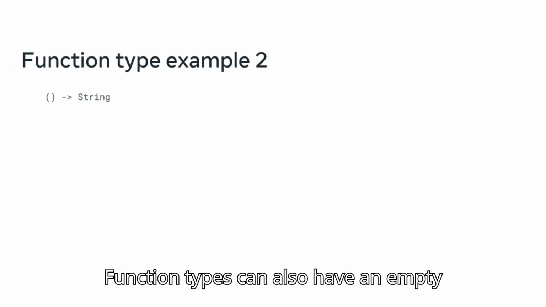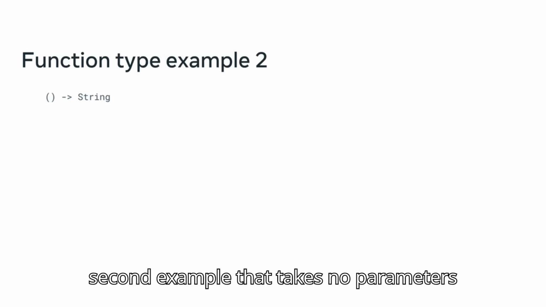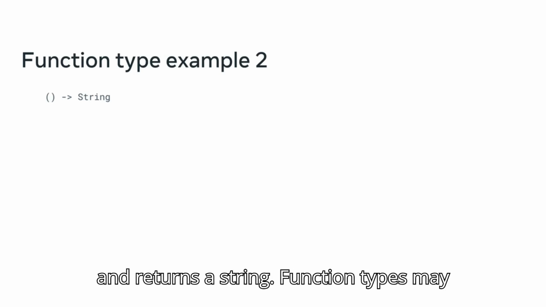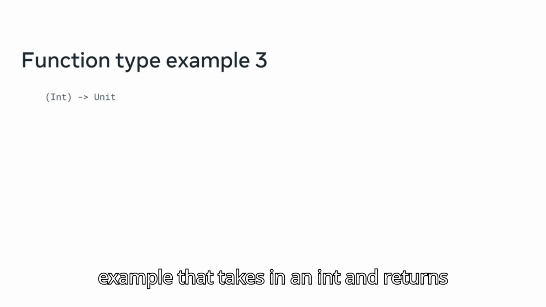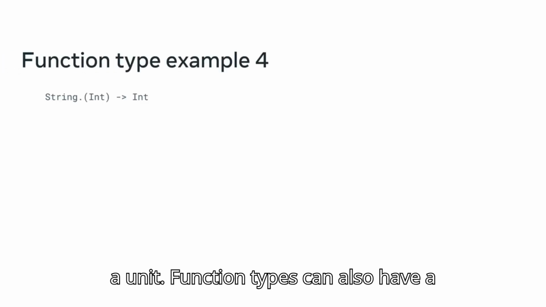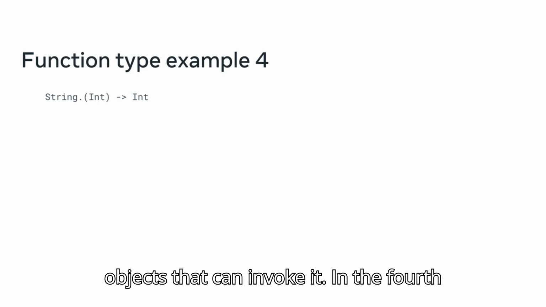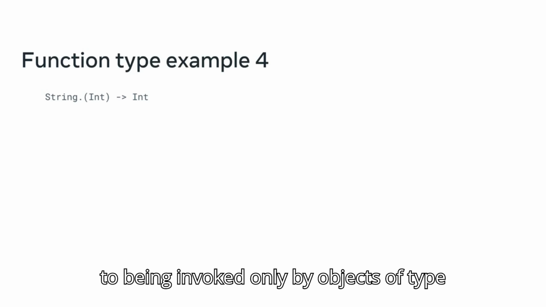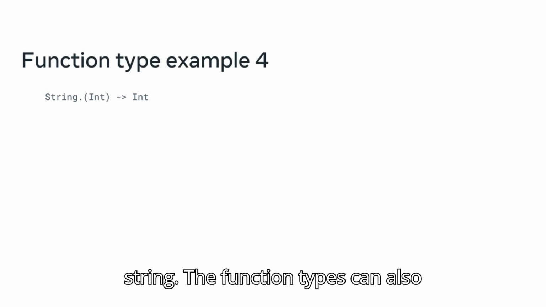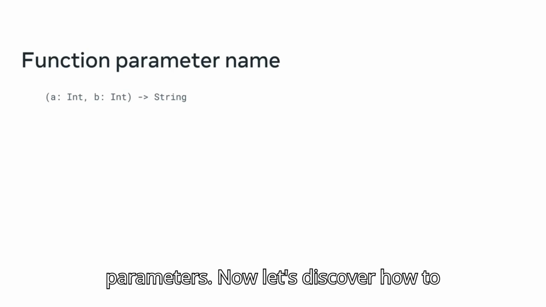Function types can also have an empty parameter list, as represented in the second example that takes no parameters and returns a string. Function types may return unit, as represented by the third example that takes in an int and returns a unit. Function types can also have a receiver type, which restricts the type of objects that can invoke it. In the fourth example, the function type is restricted to being invoked only by objects of type string. The function types can also optionally contain the names for function parameters.